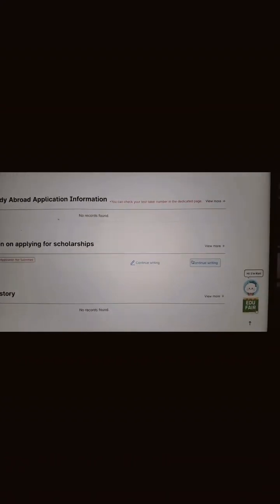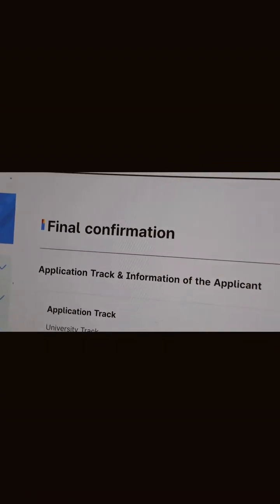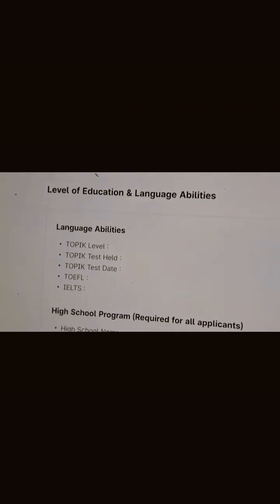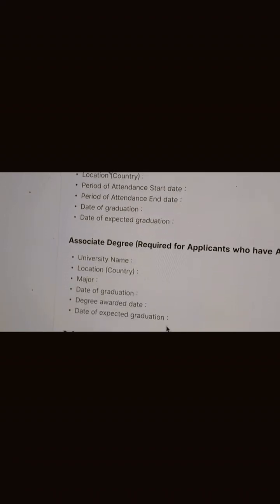Once you save your file, you'll be able to continue writing, and it will go back to where you stopped. I hope you can see it clearly. What I'm showing you now is the content from the final confirmation once you've inserted everything, including the picture, the course, the language abilities, your high school information.